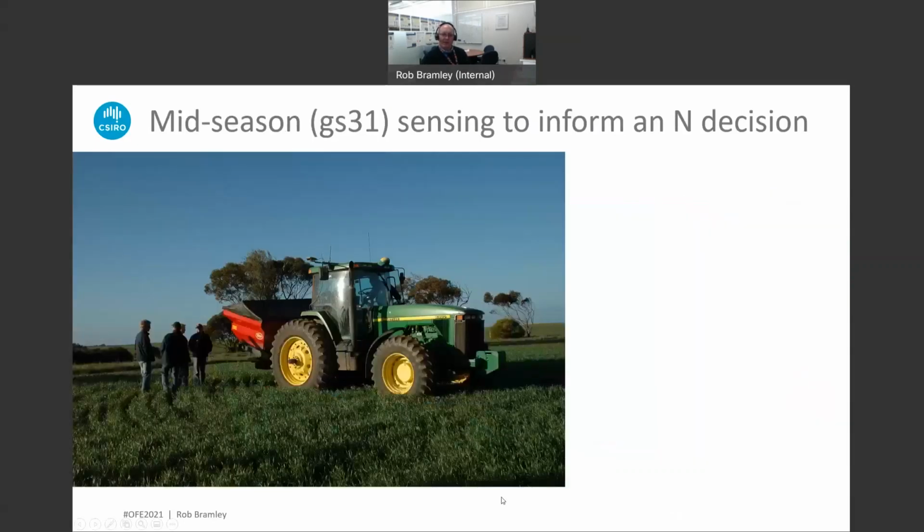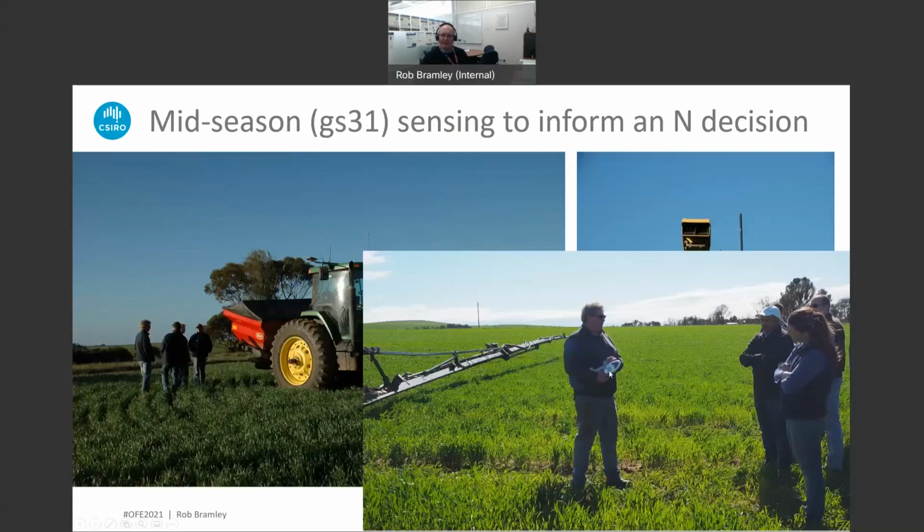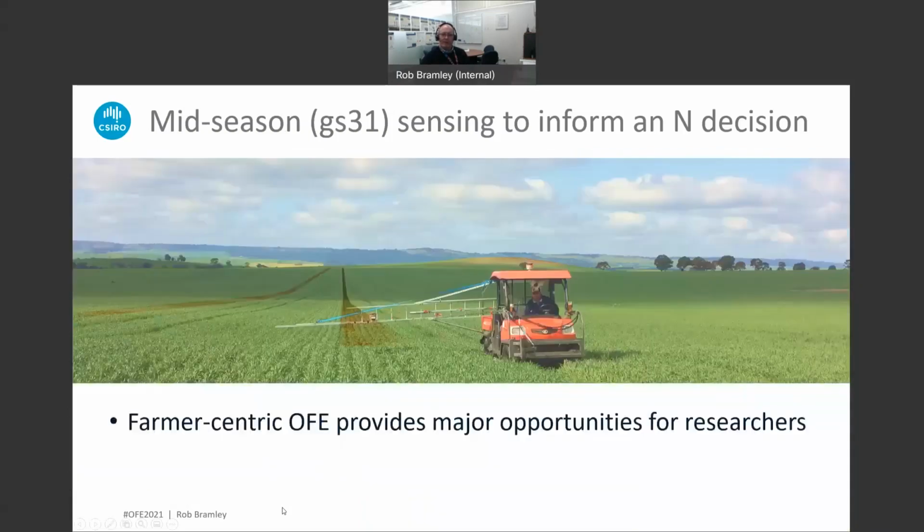Prior to making his mid-season decision around GS31, the farmer can go through using his own, in this case, a CropSpec sensor. He also, in this particular case, has a handheld sensor that he can use to assess the effects of the different strips. The real benefit of an experiment established by a farmer like this is that researchers can piggyback onto it and make some of their own measurements if they want to.